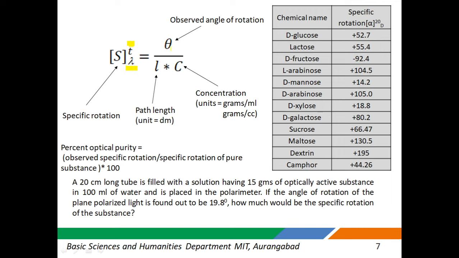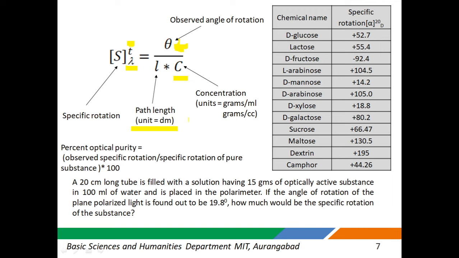And what is the formula? The formula is the observed angle of rotation, that is on the circular scale, that is theta. The length of the tube filled with the optically active substance is called the path length, and the unit is decimeter. The concentration of the optically active substance is expressed in units of grams per milliliter or grams per cubic centimeter. So this formula is to be used for finding the specific rotation when the angle of rotation is given, or if the concentration is to be found out, we need to rewrite this formula.